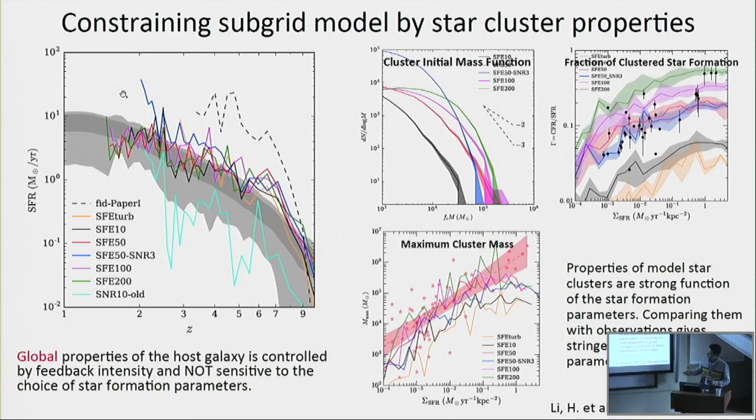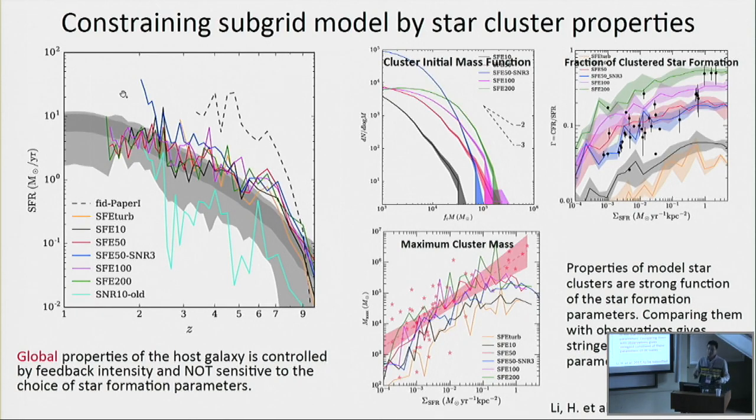For example, you compare with the star formation history of the galaxy and match whether it is similar to observations. But what we found is that these global properties of the host galaxy, such as the star formation history, are very sensitive to the feedback intensity in the simulation parameters, but not sensitive to how you do star formation. This means that you cannot constrain the star formation process or the star formation parameters in this simulation by merely using the global properties.